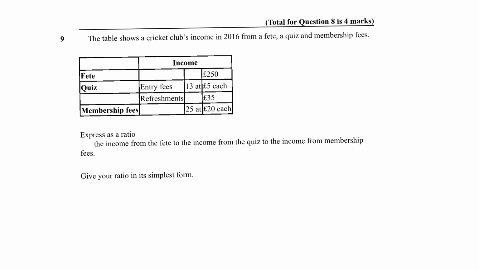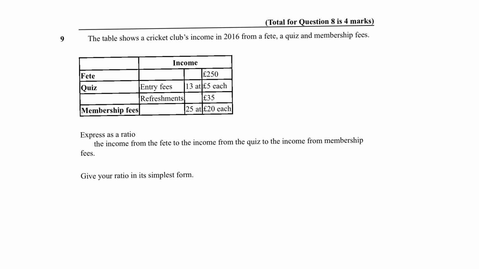Okay, so moving on to question 9, it says the table shows a cricket club's income in 2016 from, whatever, a quiz and membership fees, and then it says express as a ratio the income from the fete, that thing, to the income from the quiz to the income from membership fees. Then it says give your ratio in the simplest form.